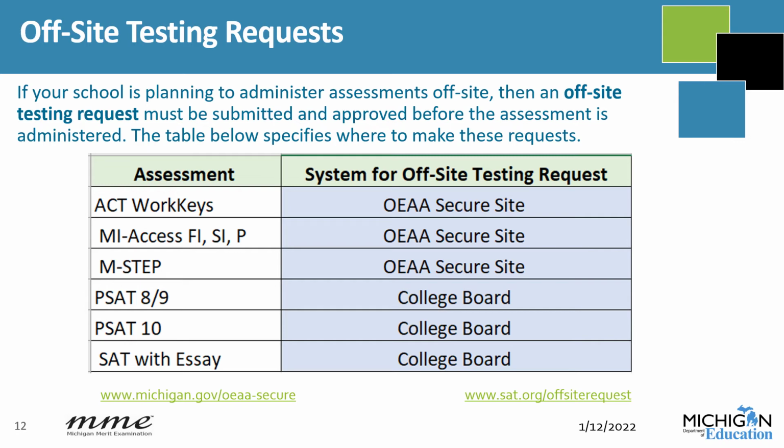Anytime students test in a place other than where they receive their instruction, an off-site test administration request must be submitted. Off-site requests for ACT WorkKeys, MSTEP, and My Access assessments must be submitted through the OEAA secure site. Go to www.michigan.gov/OEAA-secure. Under the Assessment Registration tab, select Off-site Test Administration Request. Off-site requests for PSAT 8-9, PSAT 10, and SAT with Essay must be submitted through the College Board at www.sat.org/offsite request. For additional information on the off-site process, refer to the Appropriate Practices for Test Security chapter of the Assessment Coordinator Training Guide found on the MME webpage.